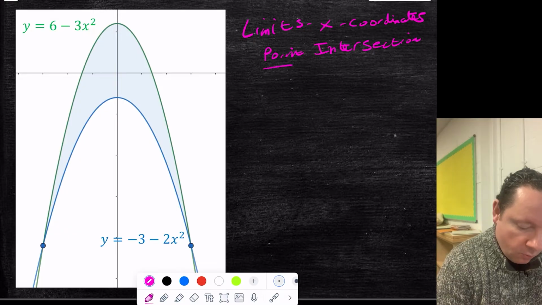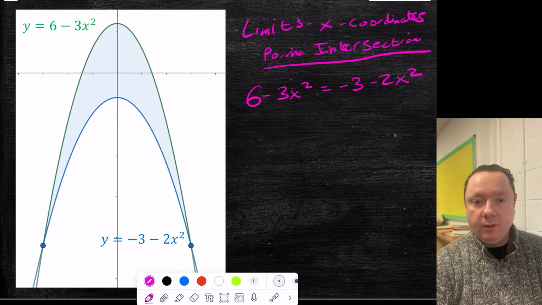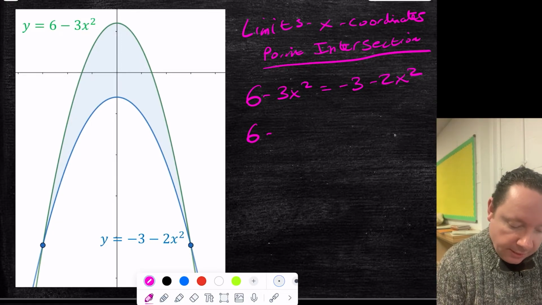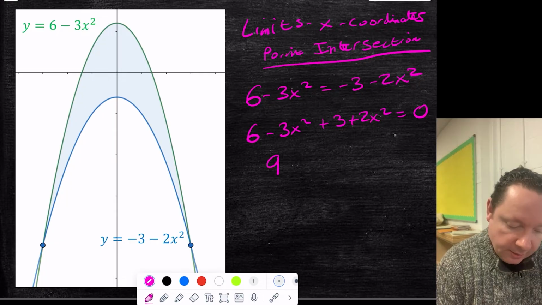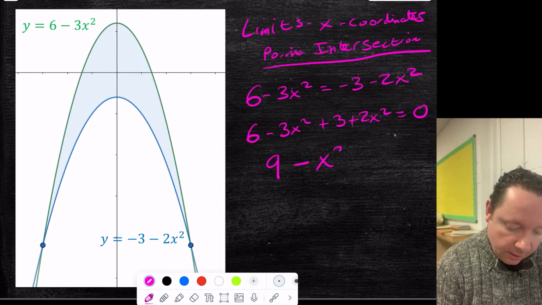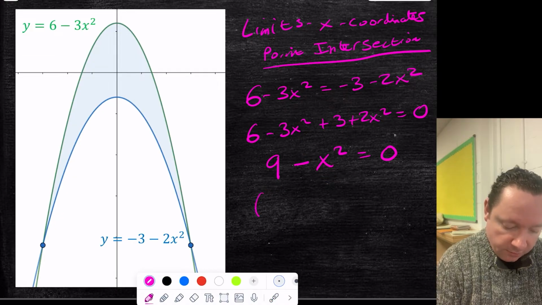Since they're both y equals, I can just say 6 minus 3x squared equals minus 3 minus 2x squared. And then we can just solve that. It's a quadratic, so taking everything over the same side, we've got 6 minus 3x squared plus 3 plus 2x squared equals 0. 6 plus 3 is 9, minus 3x squared plus 2x squared is minus x squared, and that equals 0. Well, that's the difference of two squares, so we can immediately factorise that and get 3 minus x, 3 plus x.